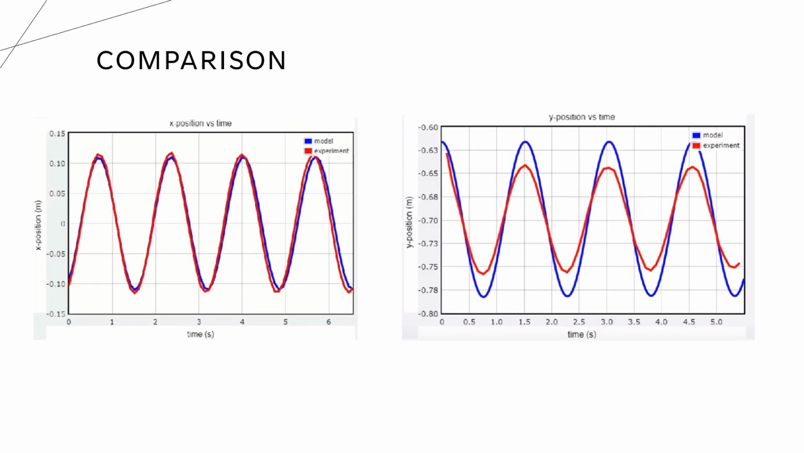The left graph shows the x position over time. We can see how the model and experiment data match up pretty closely. On the right side, the overall shape is similar, signifying that the period of oscillation is pretty similar. The model predicts a larger max and min, so the model predicts more accurately for x-axis motion than y-axis motion.